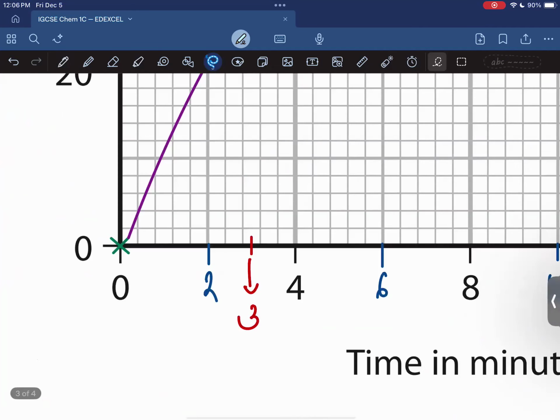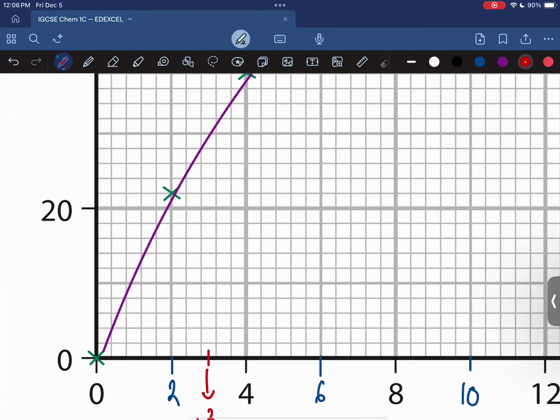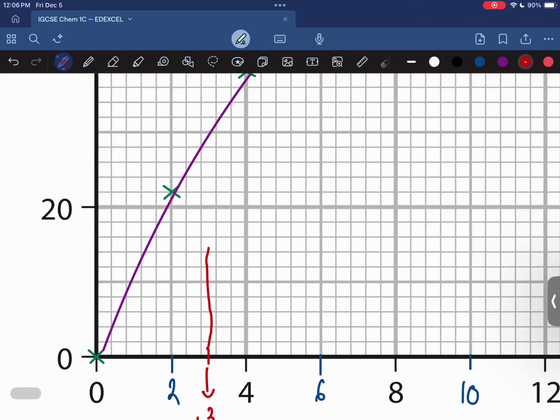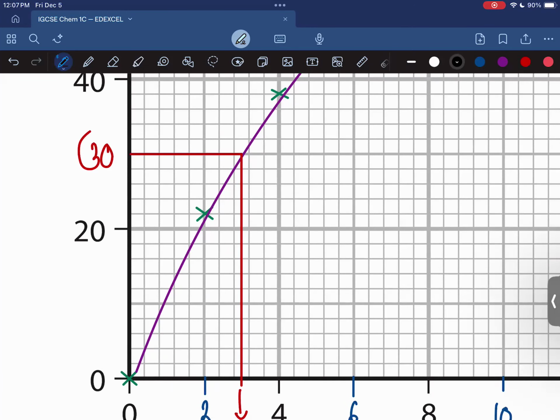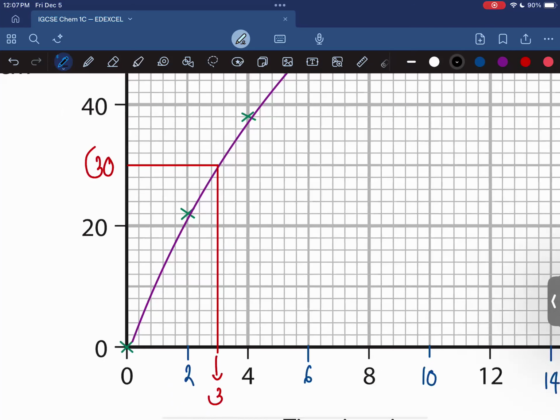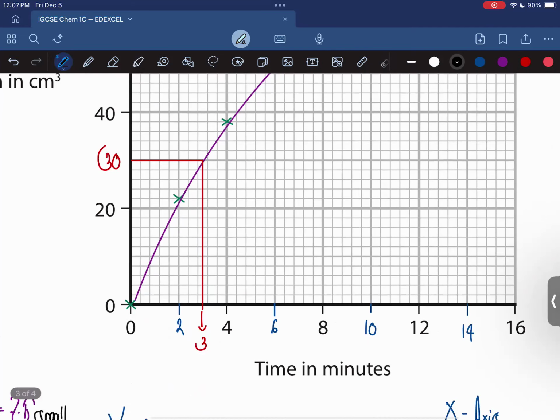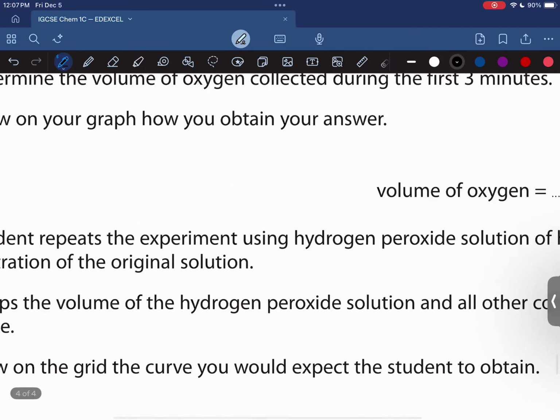Now let's just see what is the volume of oxygen when the time is 3. This is 20, 22, 4, 6, 8. This is going to be 30. 30, right? So yeah, the volume of oxygen is going to be 30 cm cube.